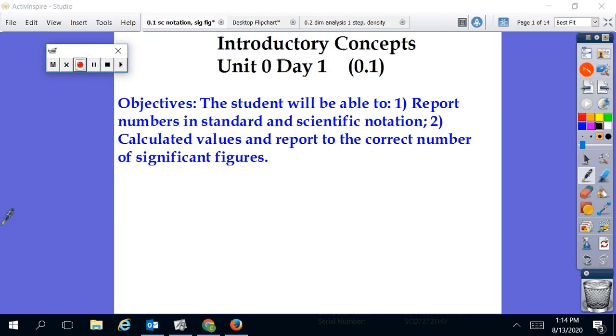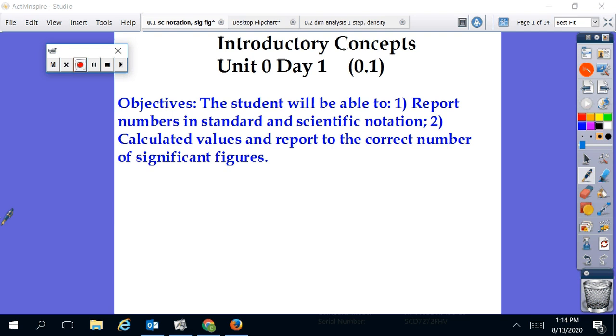Hey kids, today we're in Unit 0, which we call Introductory Concepts. This unit is going to give you some background information to be able to do some chemistry. And today, for Unit 0, Day 1, we're going to learn two things.